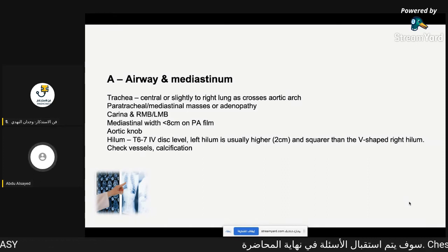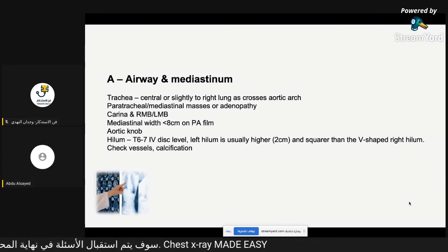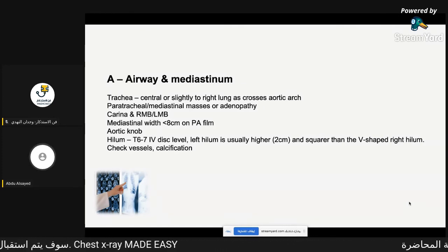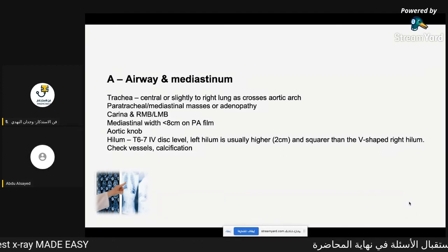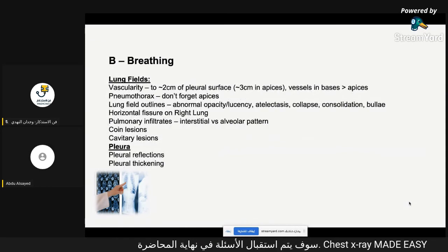B, for breathing: we should comment on the lung fields and the pleura. We should comment on the lung fields from up to down and from the inner to the outer area of the lung.